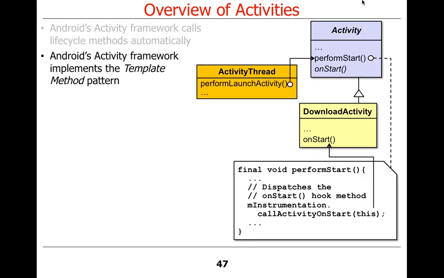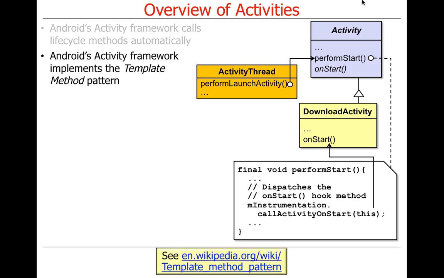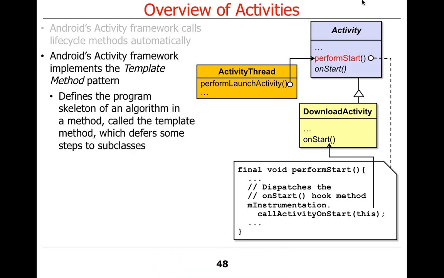Okay, the key thing, kind of connecting this back to CS251, is that the way all this stuff is working under the hood is actually the template method pattern. If you remember the template method pattern from 251, basically, without getting into too much gory detail, under the hood there is something called an activity thread, and it's got a bunch of methods that are managed by the Android infrastructure. And the activity class has a method called performStart, which is a template method.